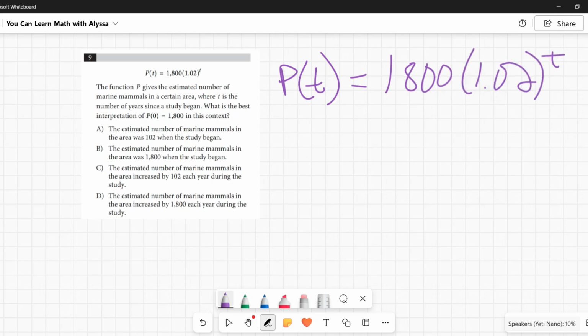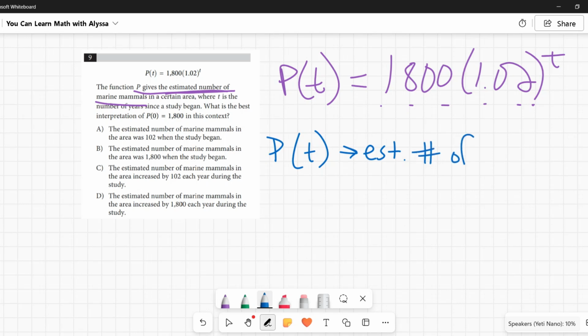Similar to the previous one, we were talking about evaluating functions. So this one says if I pick a number t, and I haven't written down yet what t means, I'm just looking at this first part, this function p. If I plug in a number for t and I do all this math, I am going to get the estimated number of marine mammals in an area. Okay, so I'm going to write that down. That p of t means the estimated number of marine mammals, M&Ms.